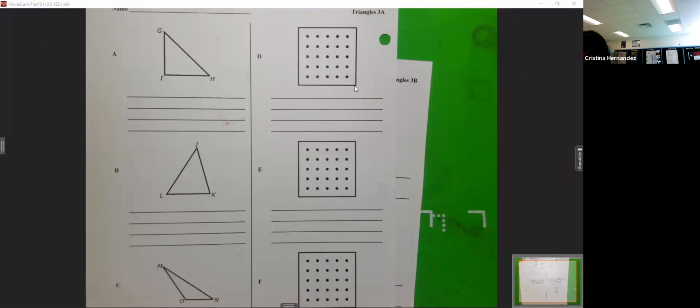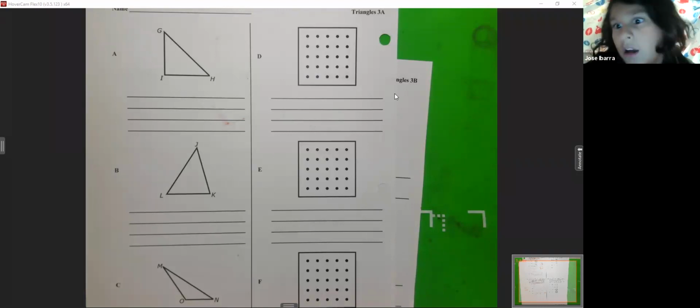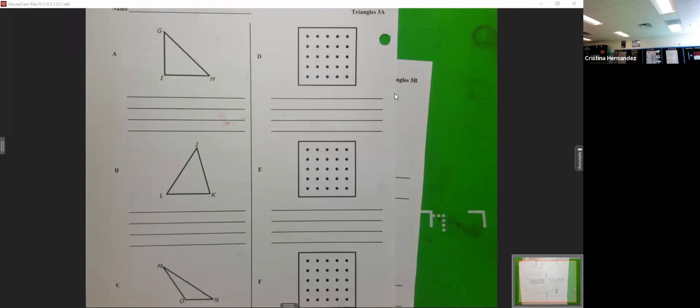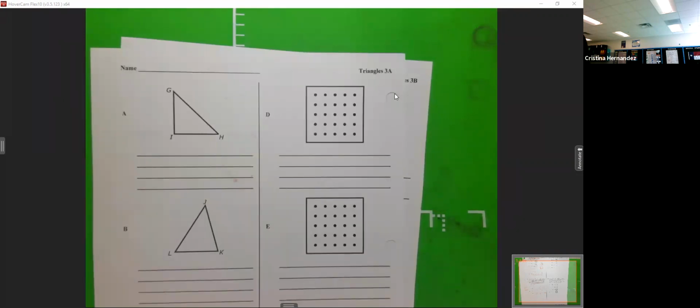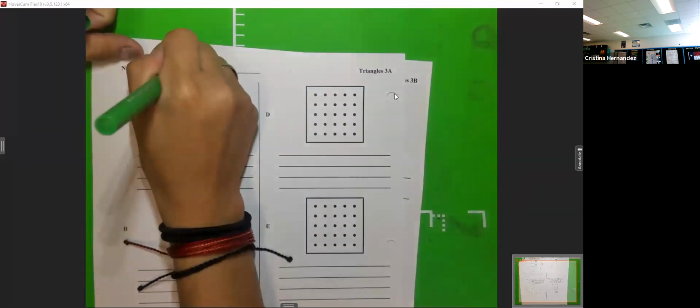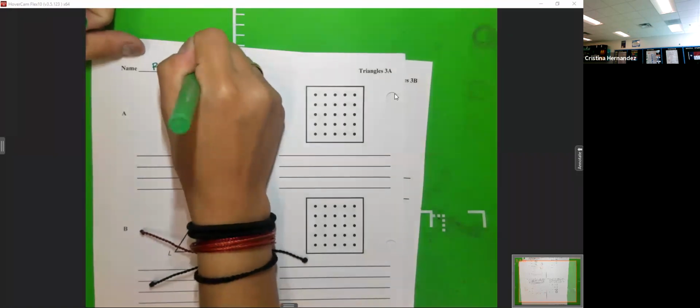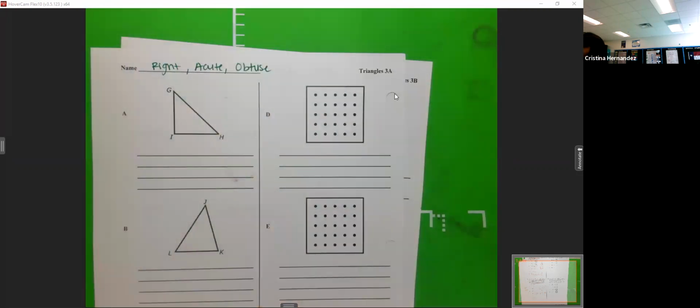Okay, so today we are going to put in what we know about angles and what they look like to use with triangles. What does that triangle appear to look like? Let me write down, first of all, what types of triangles. There's three types of triangles: a right triangle, an acute triangle, and an obtuse triangle.